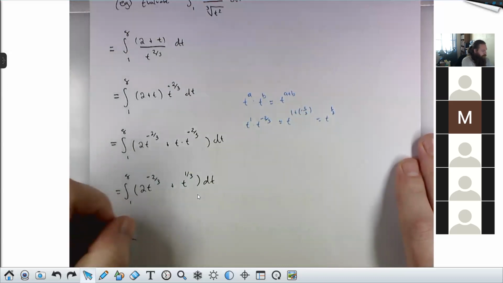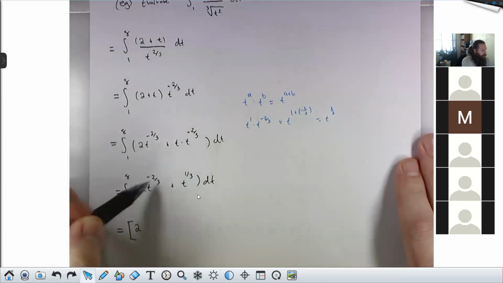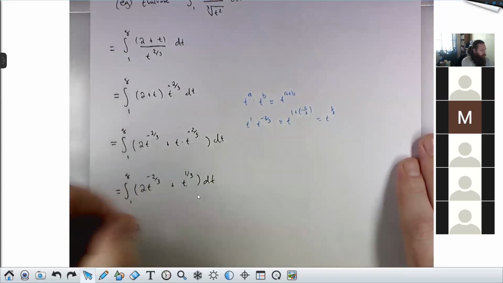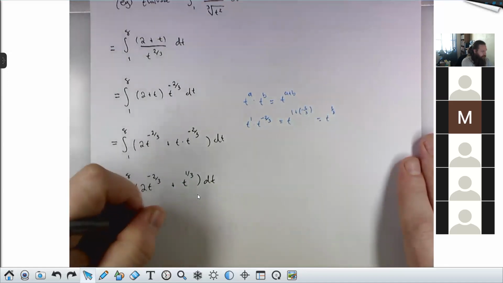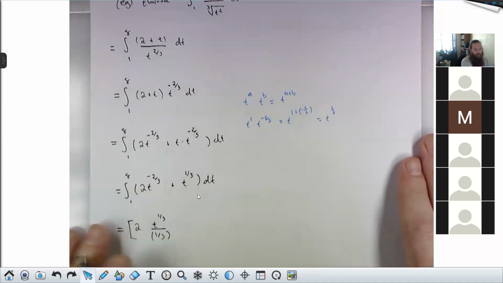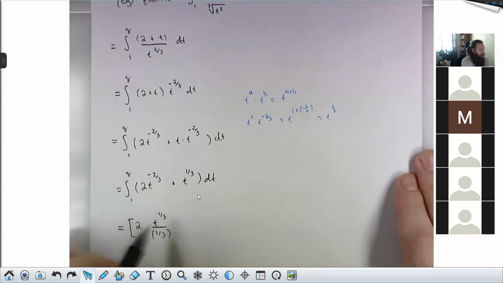The 2 will come along for the ride. T to the 2/3, or t to the negative 2/3. We need to add 1 to that power. So what is negative 2/3 plus 1? Positive 1/3. And then we'll divide by that new power. All right, that's our power rule for antiderivatives. Add 1 to the power, divide by the new power.